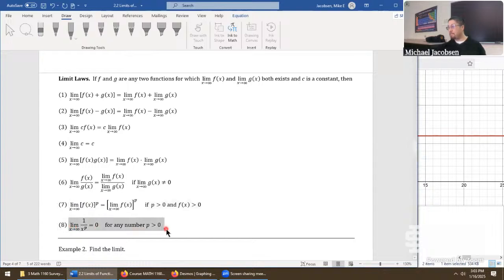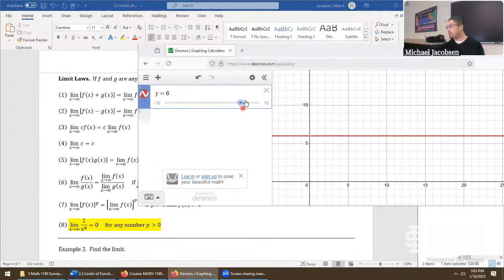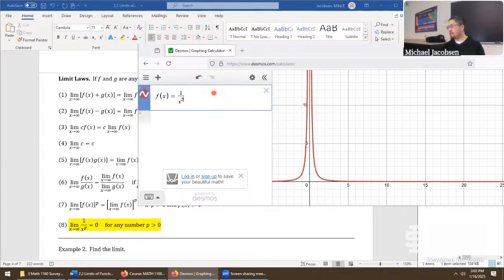And this might be the most important one in the whole set. So it deserves some highlighting and maybe a graph to go along with it. So this limit is telling us if you have a function that goes like this, f of x is 1 over x to a power p. I need to give it a real power. So let's start with maybe squared. Then it's telling us if you go to positive infinity, and this is true for negative infinity, the limit will be 0.